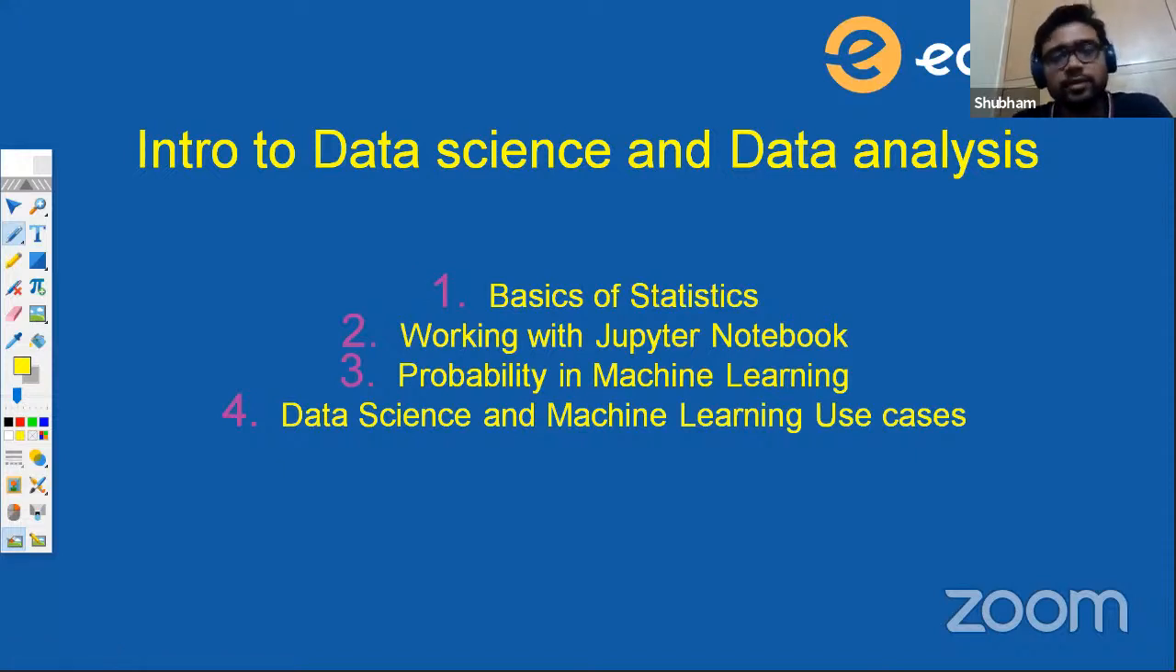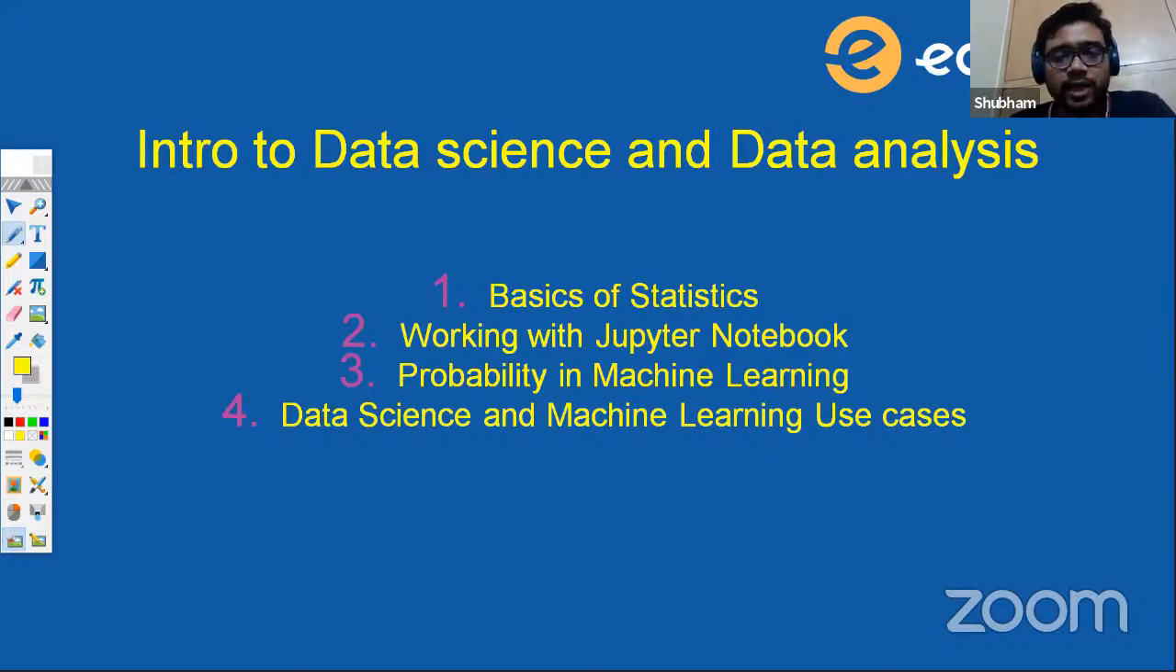In this topic, we have divided the topic into 4 parts. The first part is basics of statistics. Second is working with Jupyter Notebook. We'll discuss this in brief. Then probability in machine learning and data science, and machine learning use cases.